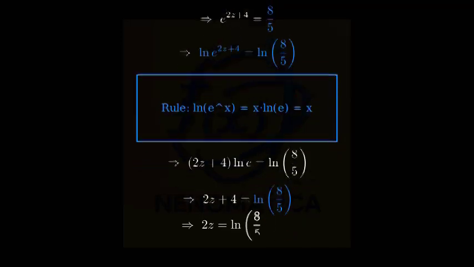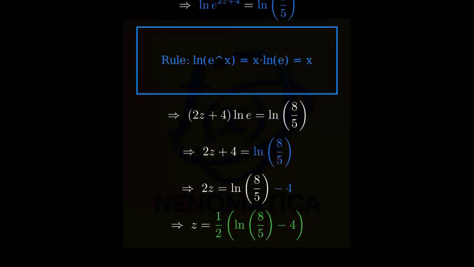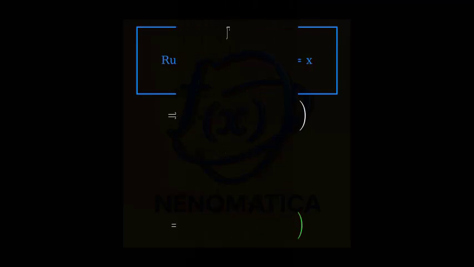Now, we'll isolate the term with z by subtracting 4 from both sides. Finally, we'll divide both sides by 2 to isolate z. So our answer is z equals 1 over 2 times the quantity ln of 8 over 5 minus 4.